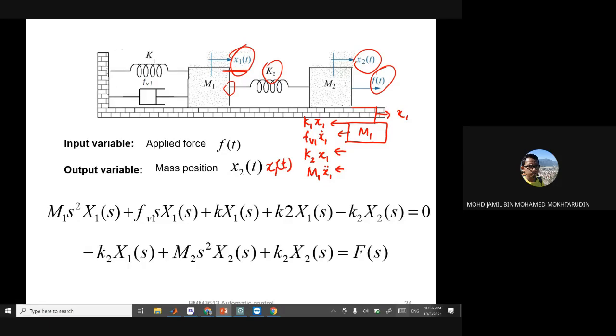But the spring K2 is also attached to M2, meaning that there's a force from M2 on M1 by the spring. The force from M2 by the spring K2 will act forward. So K2 X2. From this free body diagram, you can write the equation of motion. So this is the equation of motion.